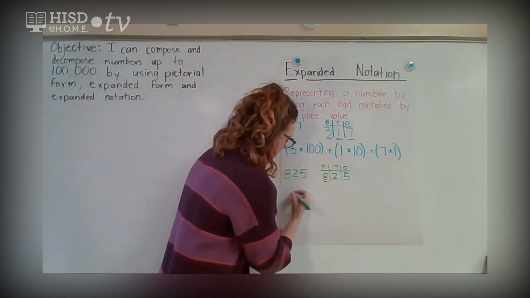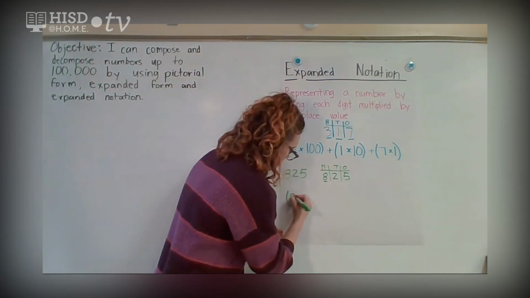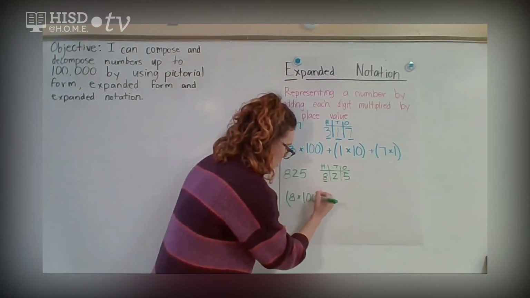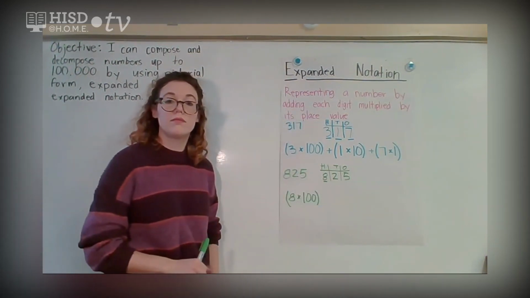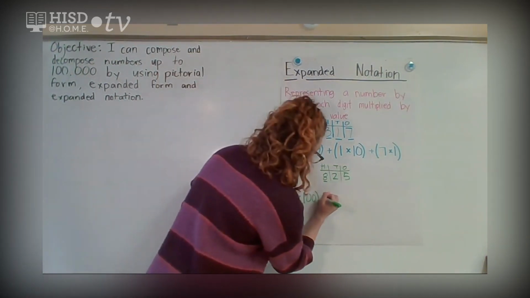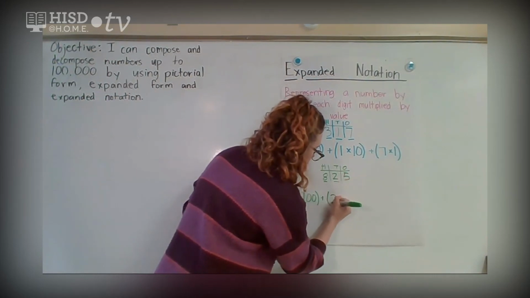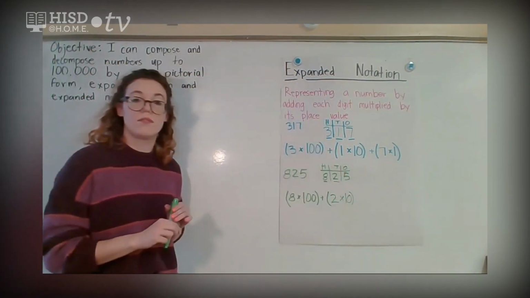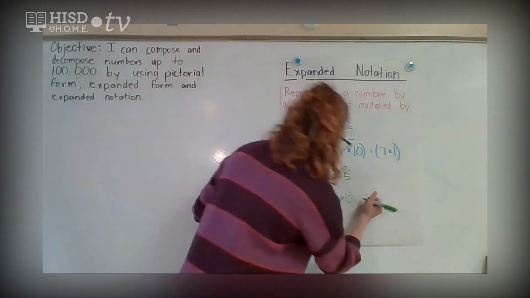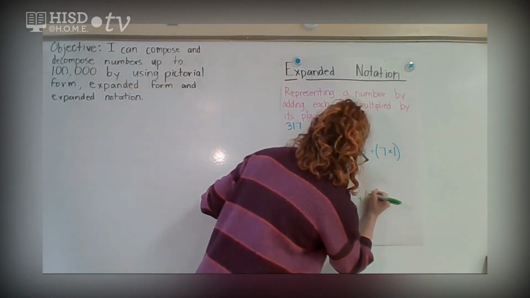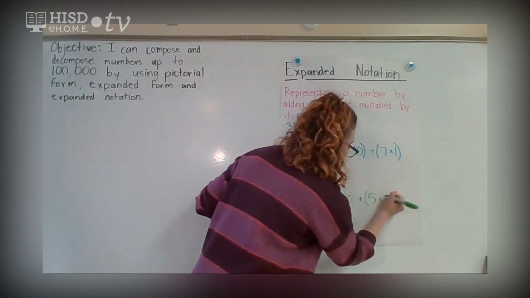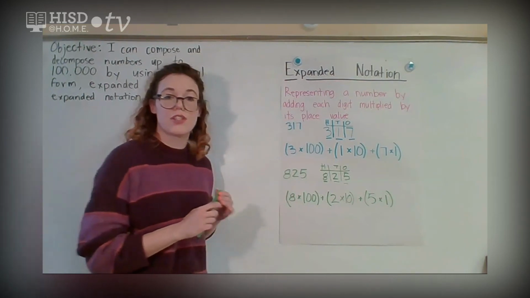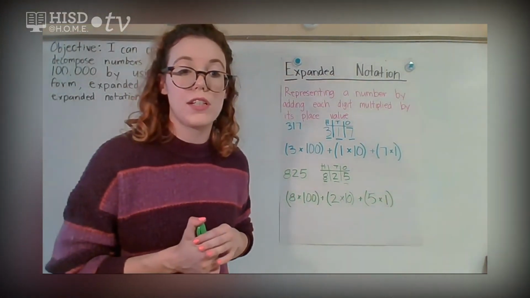I have 8 groups of 100 plus 2 groups of 10, right? I have 2 tens plus 5 groups of 1. I have 5 ones. And there I have it, my expanded notation. I'm going to give you guys the opportunity to try this one.